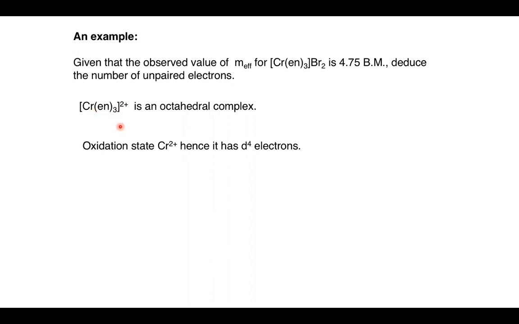The oxidation state of chromium is 2+, since these are neutral ligands. It means that the 2+ comes from the chromium, and so chromium metal would have 6 electrons. If it's lost 2 to be the 2+ ion, then it will have 4 electrons, and so that means we can try to calculate the number of unpaired electrons. Now, if we said we had d4 electrons with 5 d orbitals, we might be tempted to say that we have 4 unpaired electrons.